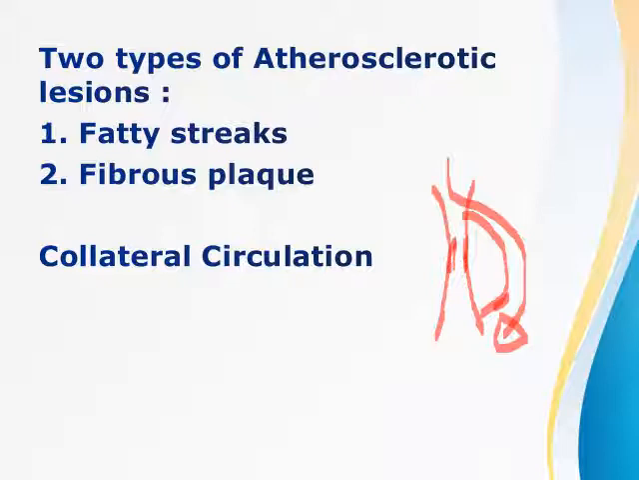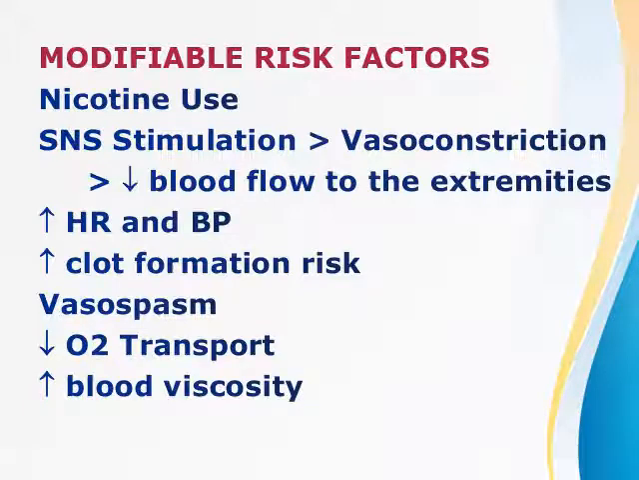However, because of the size of the arteries there or the alternative routes, it tends to be often inadequate to meet the increased metabolic demand. Hence, ischemia still results despite the collateral circulation. Modifiable risk factors. We talk about nicotine. So you know that nicotine causes vasoconstriction, stimulates your sympathetic nervous system, and which leads to decrease of blood flow to the extremities. Okay?